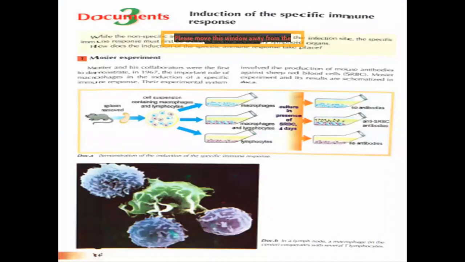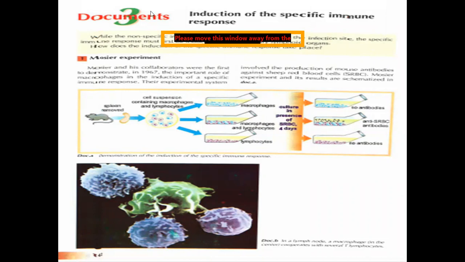Document 3 is the Mosier experiment. Mosier and his collaborators were the first to demonstrate in 1967 the important role of the macrophages, which do the process of phagocytosis, in the induction of the specific immune response. Their experimental system involved the production of mouse antibodies against sheep red blood cells, SRBC, which are non-self with respect to the mouse. Mosier's experiments and the results are schematized in document 8.